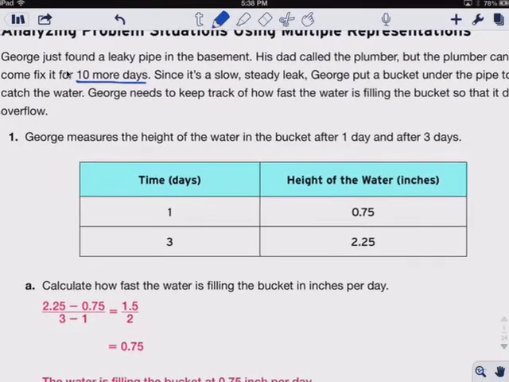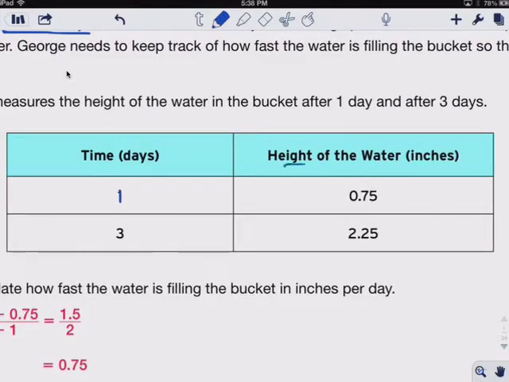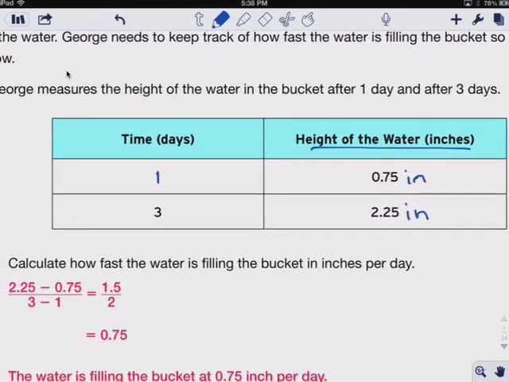George measured the height of the water in the bucket after 1 day and after 3 days. After one day he found there's basically 0.75 of an inch height of water. So this is not even 1 inch yet in 1 day. So it's barely leaking. And after 3 days, it only fills 2.3 inches in that bucket. How fast is the water filling the bucket?